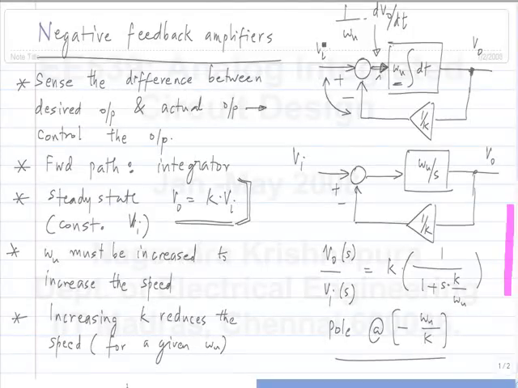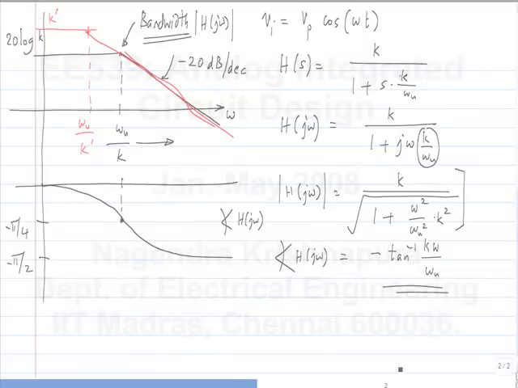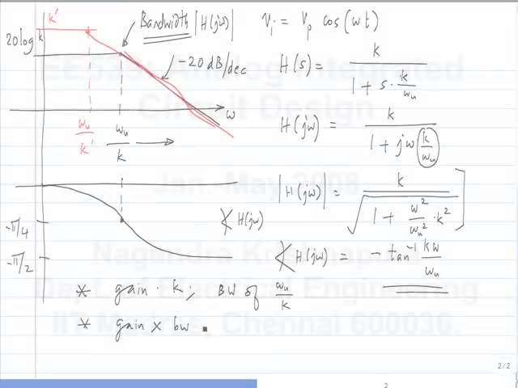So I'm not sure if I see it here. So what we saw was a gain of k and a bandwidth of omega u by k, and gain times bandwidth equals omega u, and this is generally true for a first order system. If you have a feedback system and you change the feedback factor, and if the feedback system is of first order, then as you change the gain, the bandwidth will change in some way, and the product of the two will be constant.